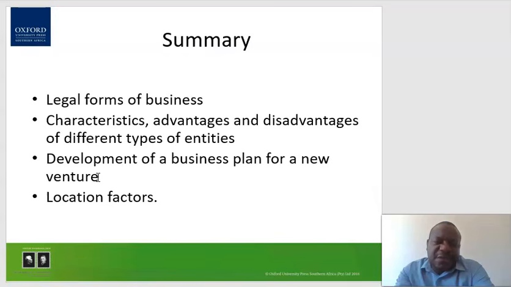So in this chapter, we looked at legal forms of business, characteristics, advantages, disadvantages of each of those forms of businesses. We also looked at the business plan, why it is important to draft a business plan, and the main elements of a business plan. Then we also covered the location factors.